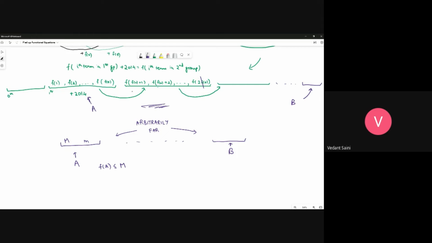Do you see, the maximum element in this group will be M plus 2014 times the number of groups in between, and the minimum element will be small m plus 2014 times the number of groups in between, because the group on the right will just be the group on the left, but 2014 times something is added to each element, as we have seen here. 2014 is added to each element. Is this fine?